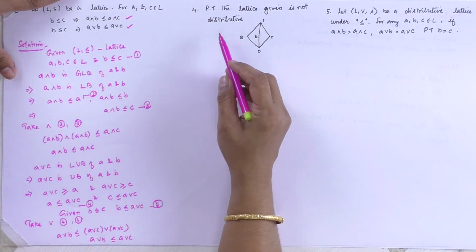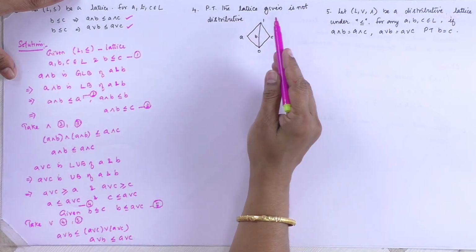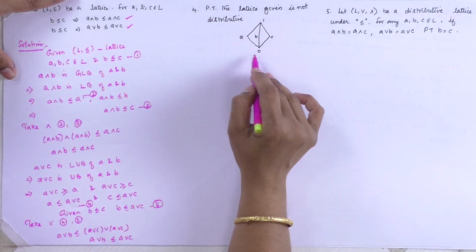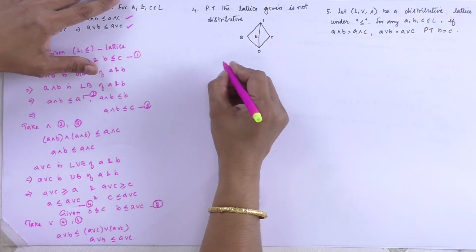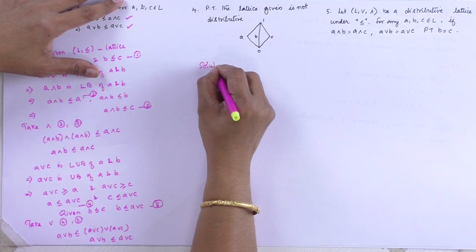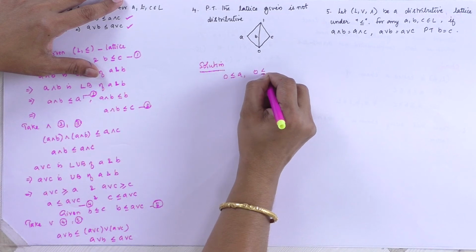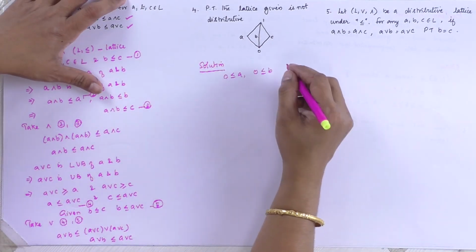And next is prove that the lattice given is not distributive. Prove that the given lattice is not a distributive lattice. How do we prove that it is not a distributive lattice? Any lattice which satisfies the distributive property is said to be a distributive lattice. Let us check out that property. If that property does not hold here, then the given lattice is not a distributive lattice. Alright. So now here, 0 is less than or equal to A, 0 is less than or equal to B, in the sense they are related.